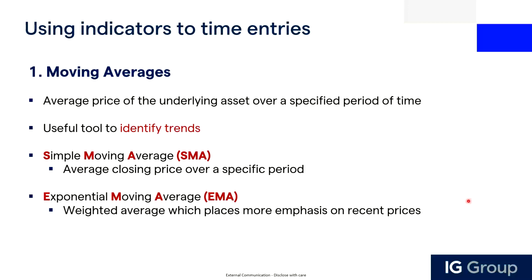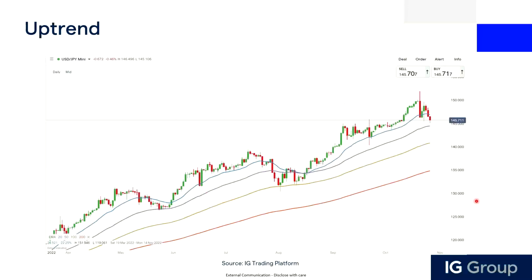Okay, so that's one. So of course over here, if we add this indicator into the trading platform, you notice that these lines are appearing. So over these lines, you can see that this is the period I'm using: 20, 50, 100, and 200 exponential moving average. Okay, so one thing to take note of is how these lines are lining up.